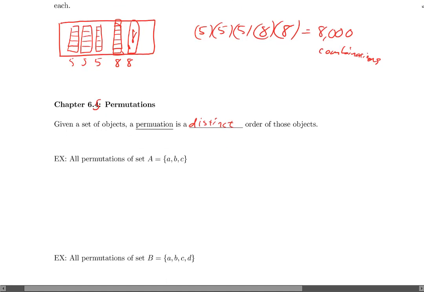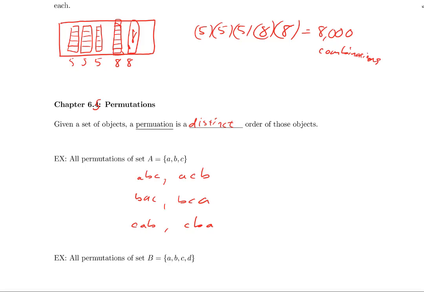So, for instance, all the permutations of set A, ABC, would be, well, you could have the set as it is, ABC. You could have ACB. You could have BAC, BCA, CAB, or CBA. All right, those are all the different permutations that you could do of those 3 letters.